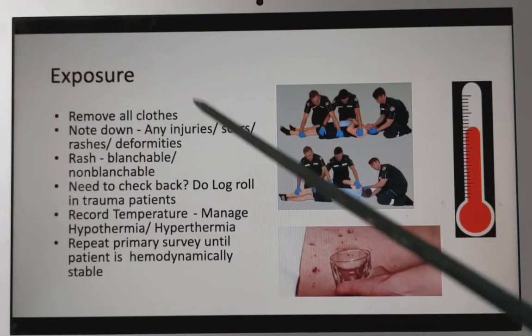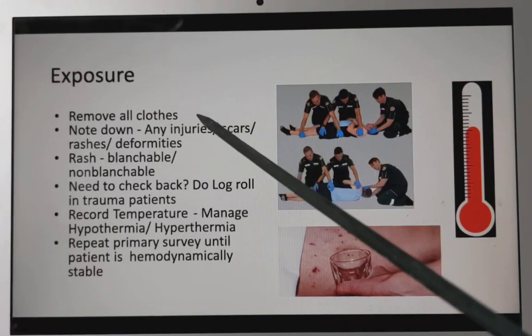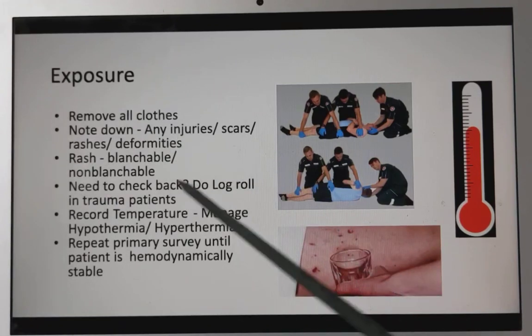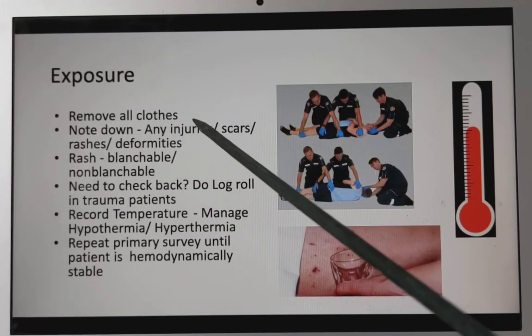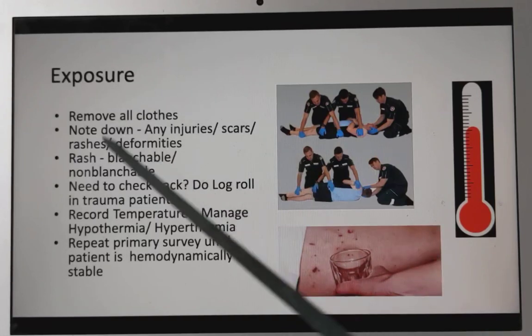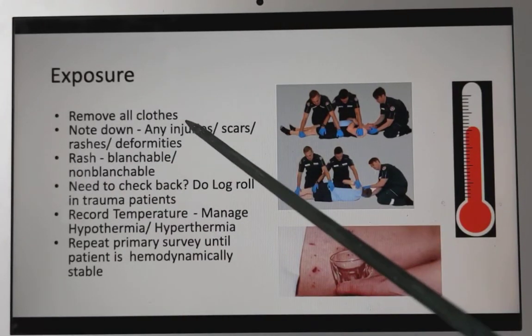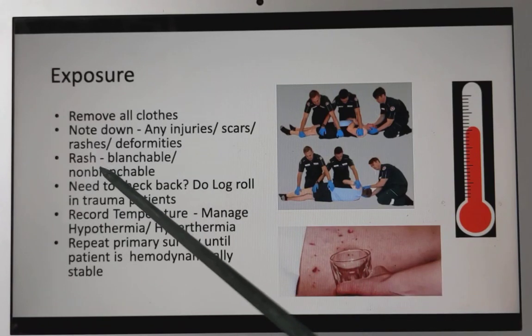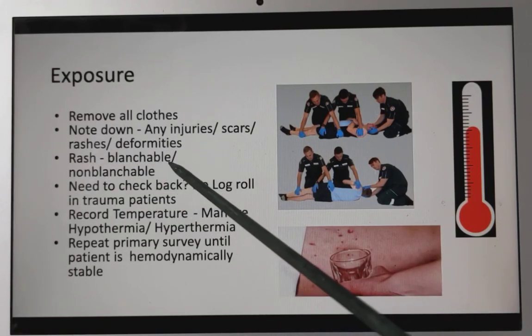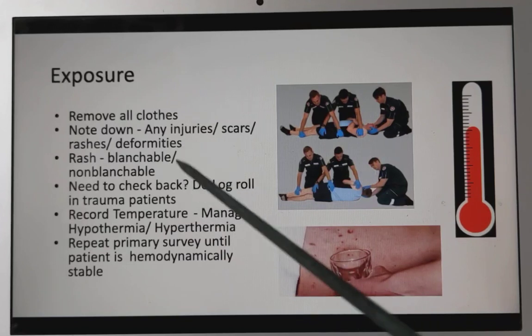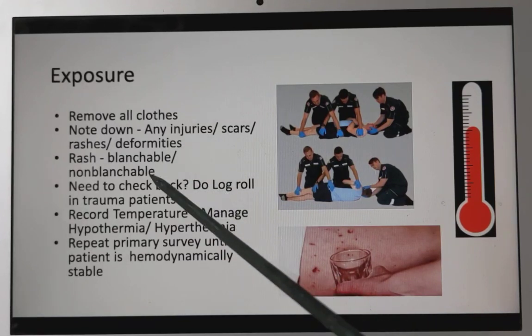Now coming to the exposure, you have to check a person completely: are there any injuries, scars, rashes, any deformities, any bleeding, those sorts of things. If a rash is there, especially in children, for a meningitis rash, you need to check whether it is blanchable or non-blanchable.